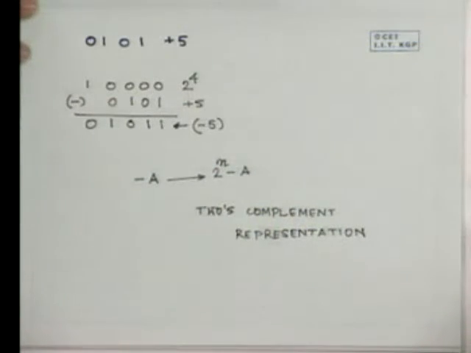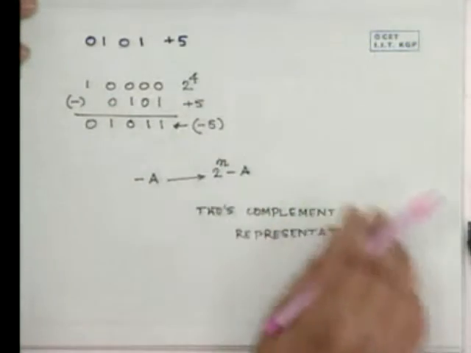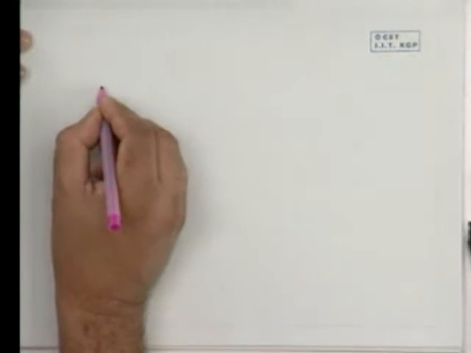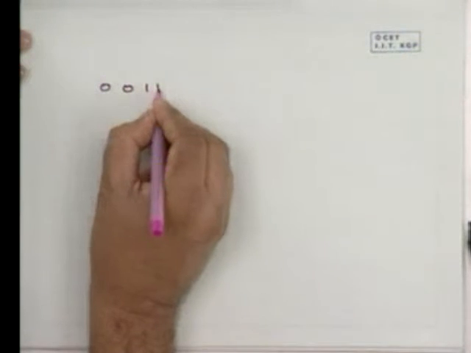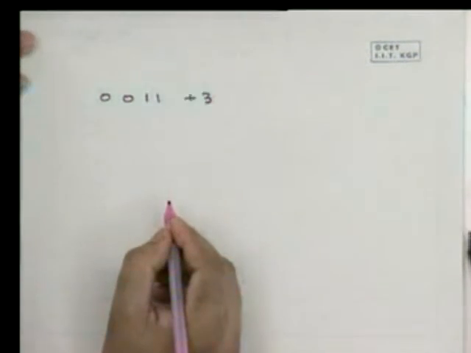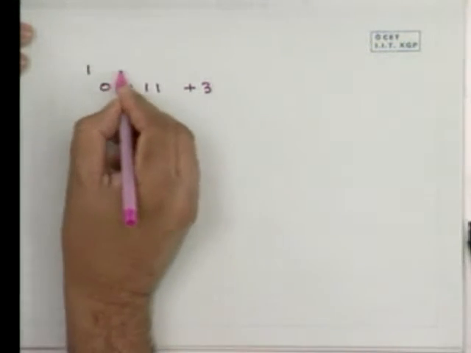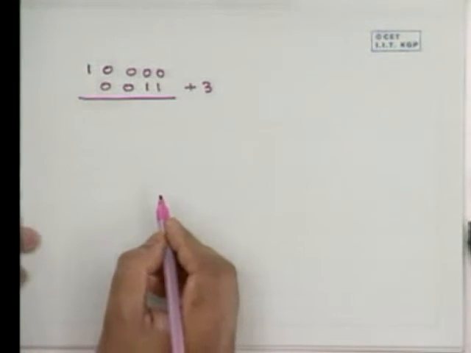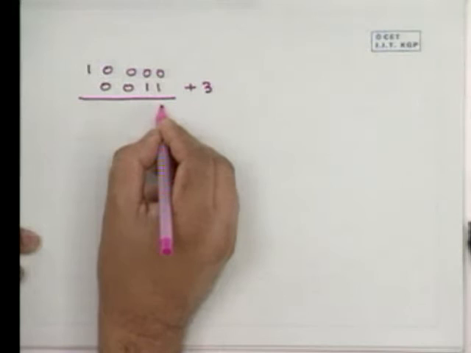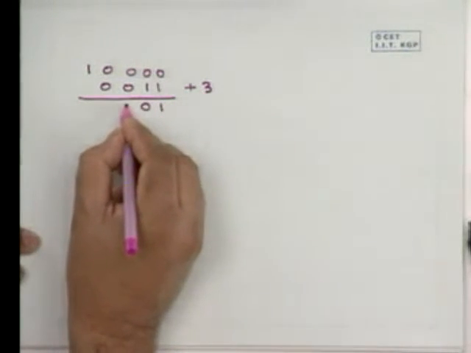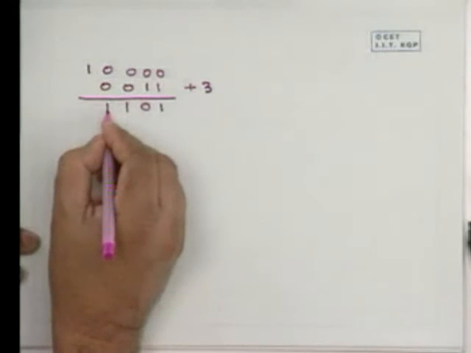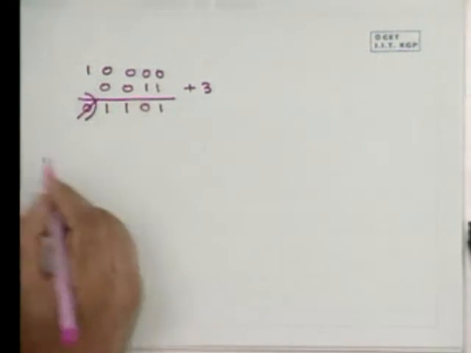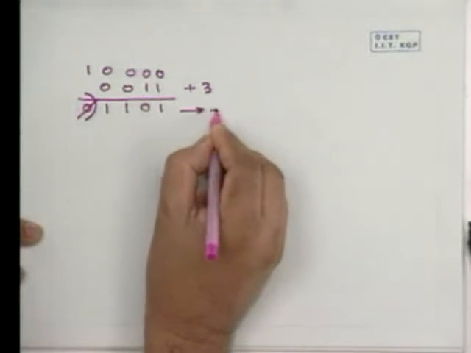Now let us see, let's take another example. Say we have 0 0 1 1, this is our plus 3. We want to represent minus 3, we take 1 0 0 0 0, subtract it from there, and then we get 1 1 0 1, and the leading 1 is neglected, and this is our representation of minus 3.